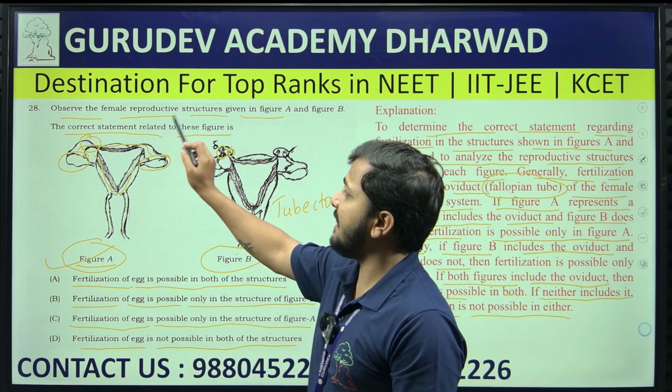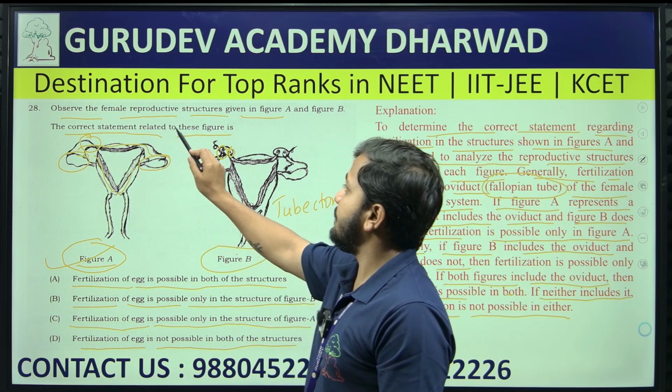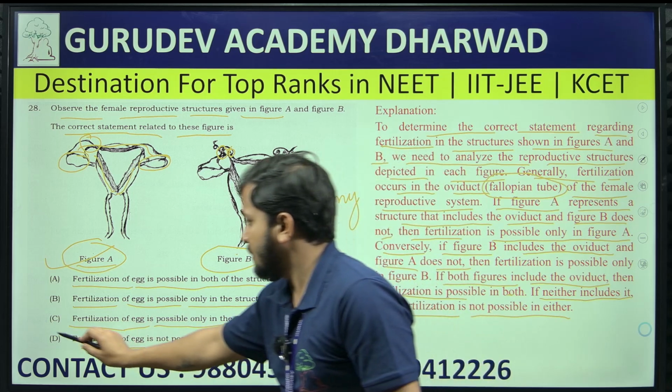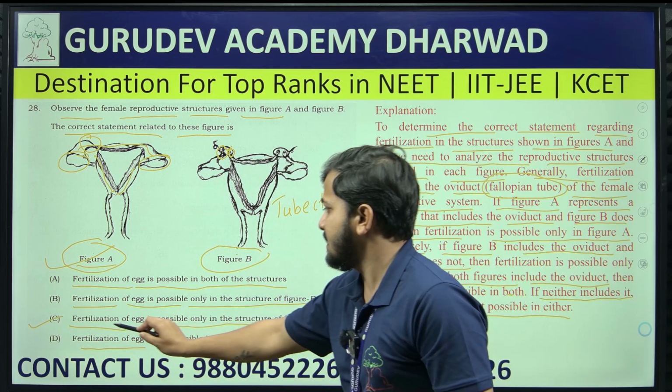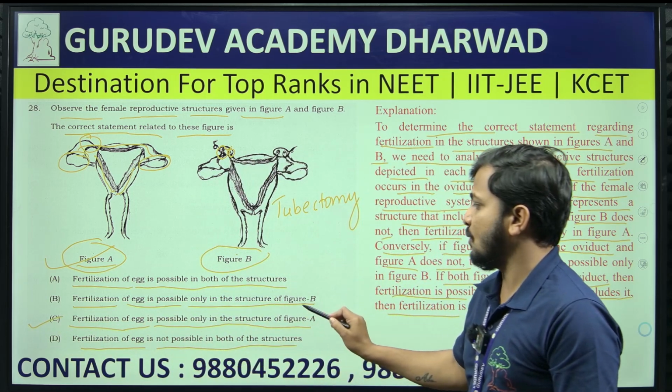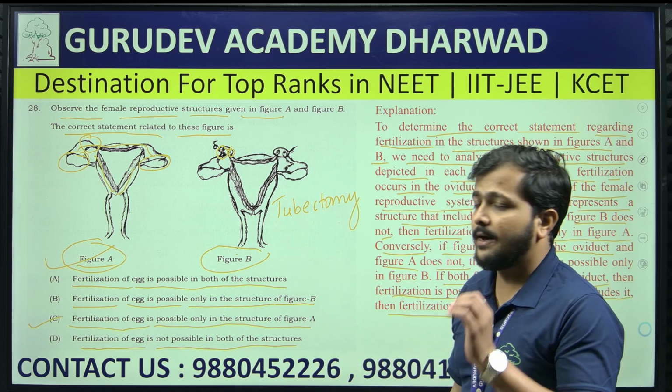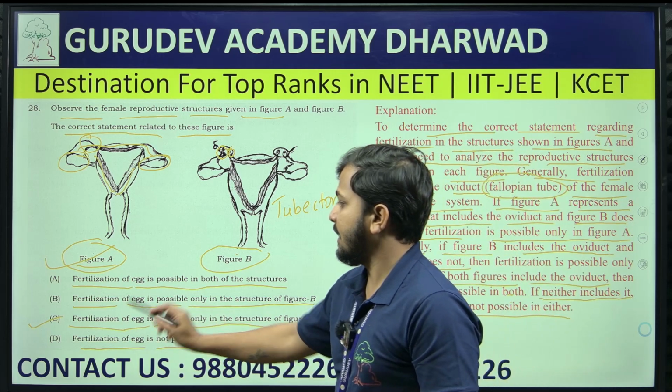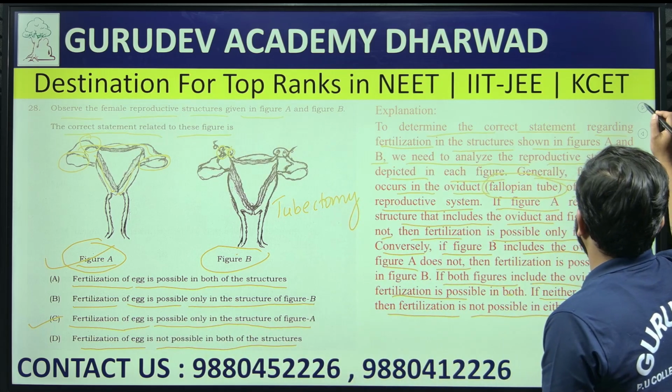So with respect to the question, the correct statement related to this figure is nothing but answer C, that is, fertilization of egg is possible only in the structure of figure A, right? So the answer here is C for this particular question.